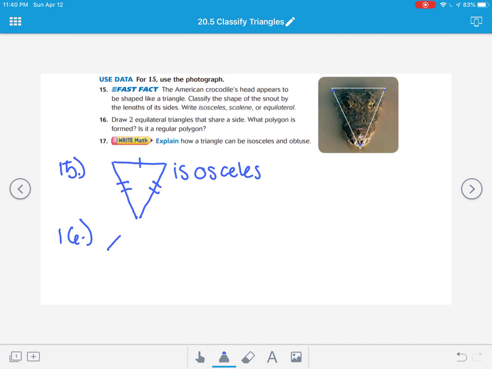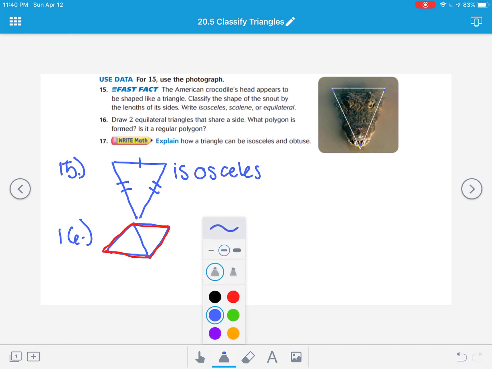So we need to draw an equilateral triangle there and another one that shares its side. So I'm going to flip it over like this and draw that there. Okay, so two equilateral triangles that share a side. I see that there is a polygon that is formed. What polygon is that if I just drew around the outsides of it? It has four sides. So what is it called?